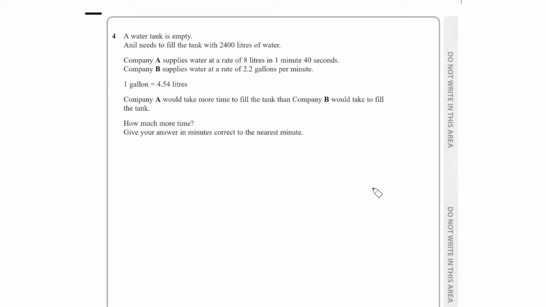Alright, question 4. A water tank is empty. Anil needs to fill the tank with 2,400 litres of water. Company A supplies water at a rate of 8 litres in 1 minute 40 seconds, and Company B supplies water at a rate of 2.2 gallons per minute. They've obviously given you the conversion between gallons and litres, because they won't make you convert between metric and imperial. Company A would take more time to fill the tank than Company B, so how much more time? Basically work out both, and then find the difference.